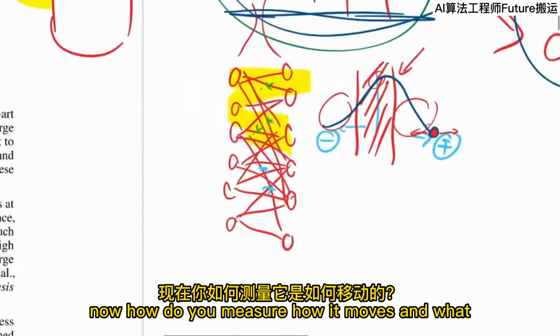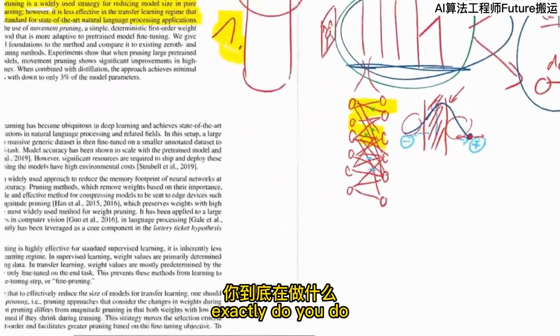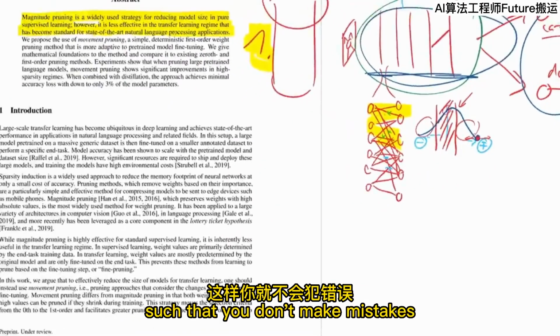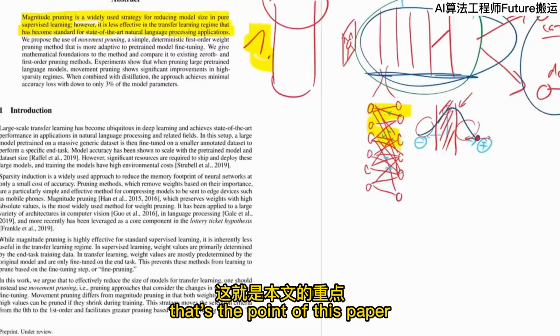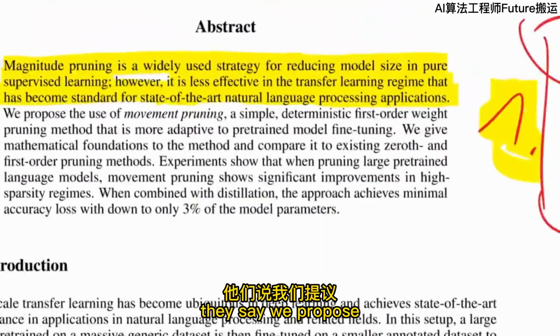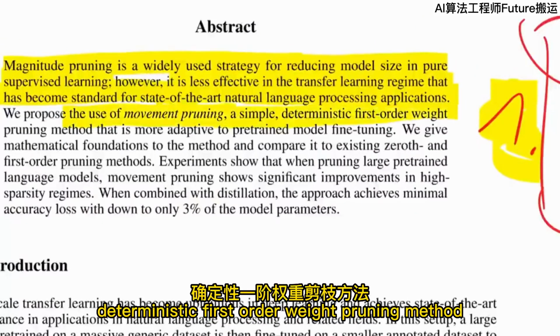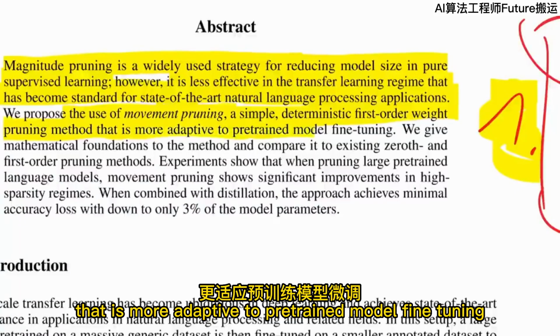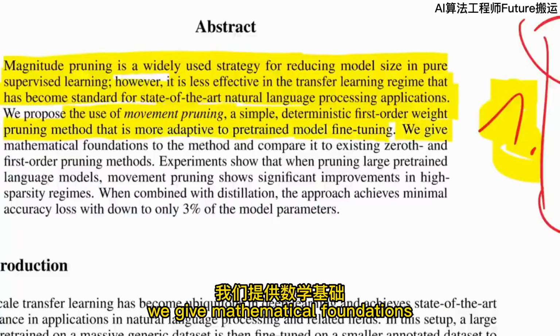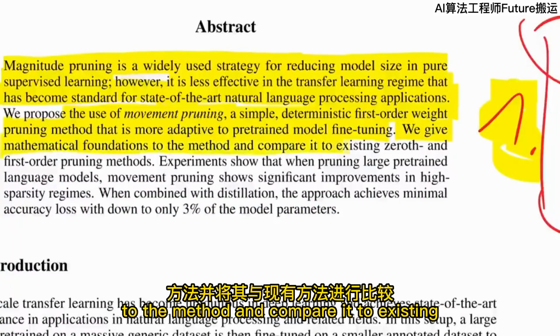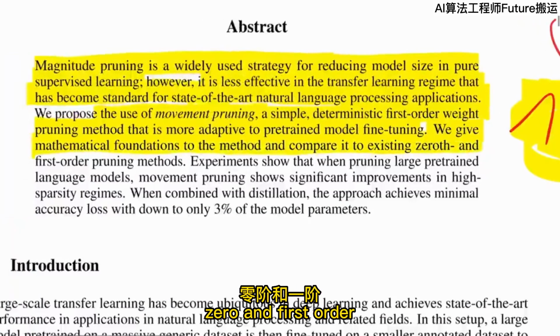Now, how do you measure how it moves, and how exactly do you do all of this during training such that you don't make mistakes? That's the point of this paper. They say, "We propose movement pruning, a simple deterministic first-order weight pruning method that is more adaptive to pre-trained model fine-tuning. We give mathematical foundations to the method and compare it to existing 0th and first-order pruning methods."